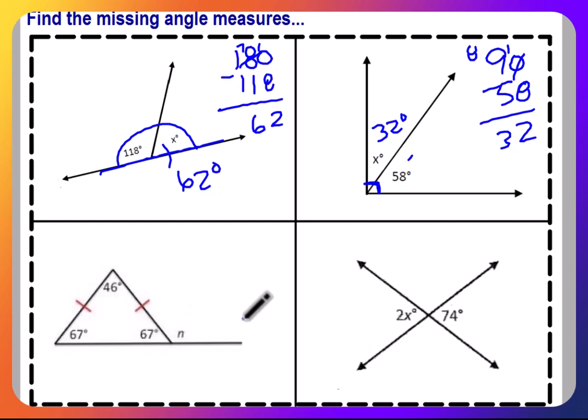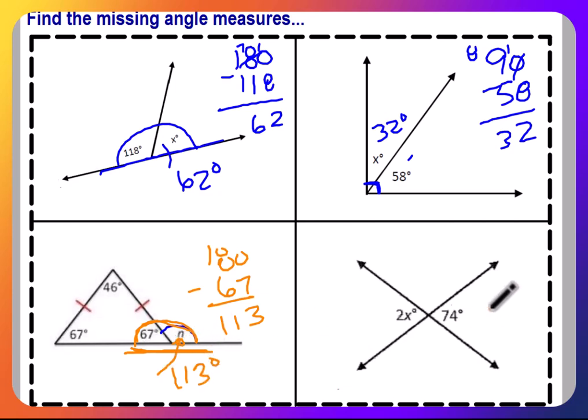Okay, next example. This time I'm looking for n. And what do you notice about this angle? It's on the outside of the triangle. But it is next to another angle, isn't it? So if I put this inside angle of 67 degrees with this n angle, what do they make? Yep, 180 degrees, a straight line. So just subtract your 67 from the 180, and you get 113 degrees. So that is the measure for angle n.